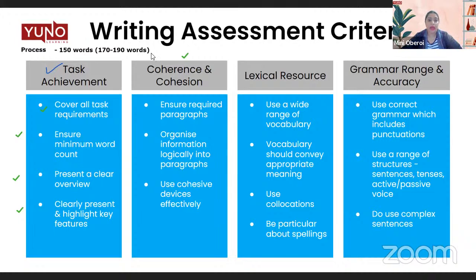When we talk about the paragraphs, because you are writing a process, it may have 4 to 5 paragraphs, right? Then organize the information logically. So the introduction paragraph, after that we need the overview, then we need 2 or 3 paragraphs to talk about the process. Therefore, the exact order of the paragraphs is mandatory.